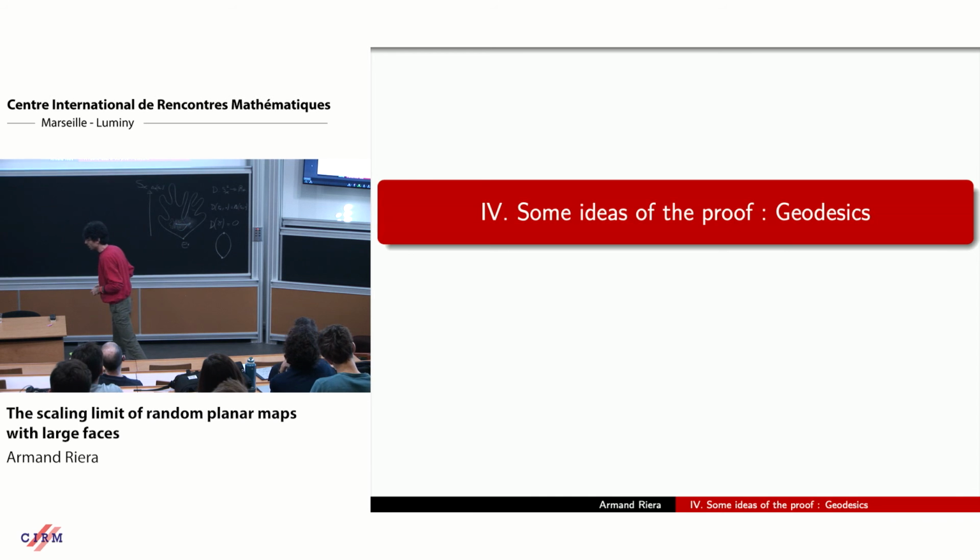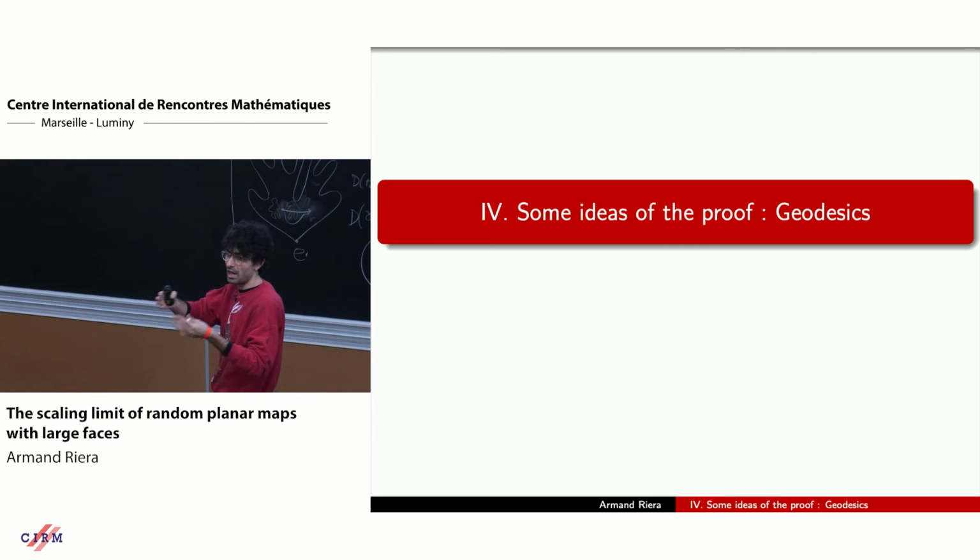I'm not going to be able to finish this part, but this is what's happening from a topological perspective. And now I'm going to say just a few words about geodesics, and more or less the idea to prove that we really have D equals delta alpha, or that we converge to S alpha.